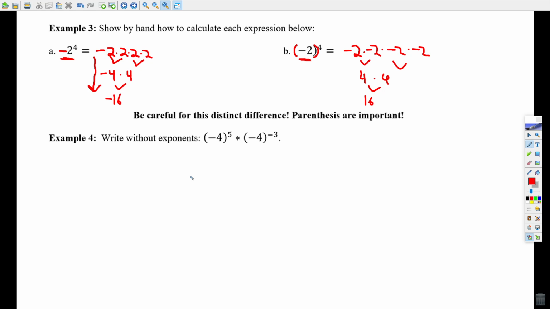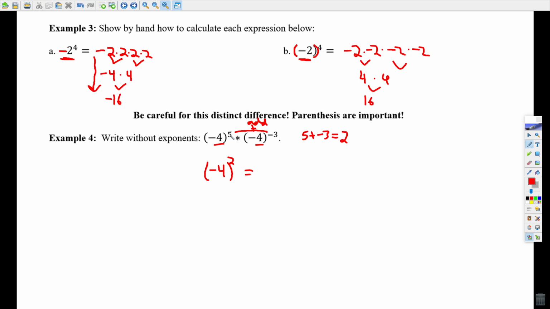Example 4, write without exponents this here. We have negative 4 to the 5th times negative 4 to the negative 3rd. If you remember, when you have the same base, which we do, we're allowed to add exponents. So I'm going to keep the base the same. A lot of people like to change the base, but you don't change the base. And we just add them. 5 plus negative 3. This is what you're doing off to the side. And that answer is positive 2.